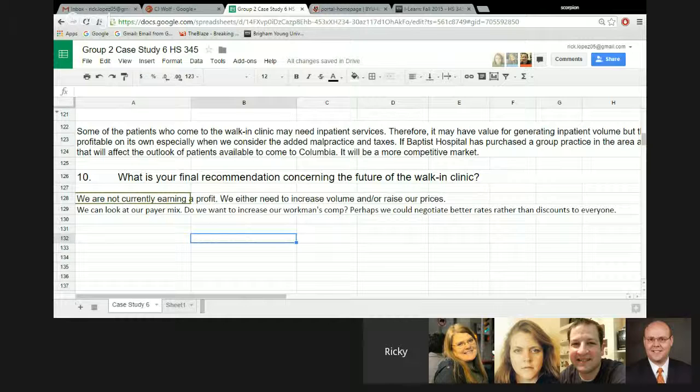So you raise another issue. We either need to increase volume or raise our prices. Tell me how raising our prices will help. Well, if we can collect more. That's my point, because I can raise prices pretty easily. I can do that tomorrow. Yeah, if we can collect it, though. That's the question. That's the problem. What do you do with that? So how would you maybe revise that?